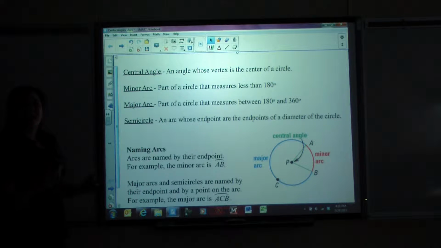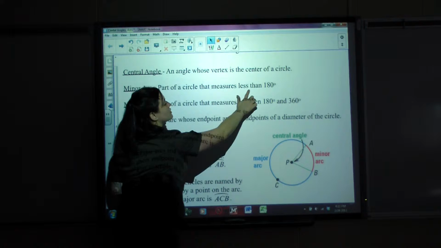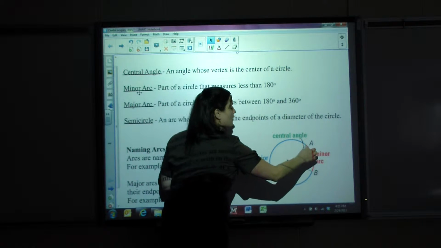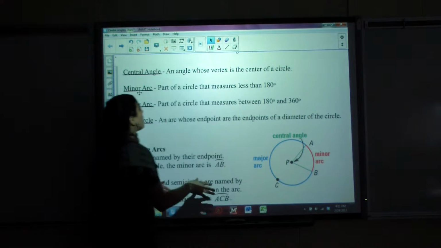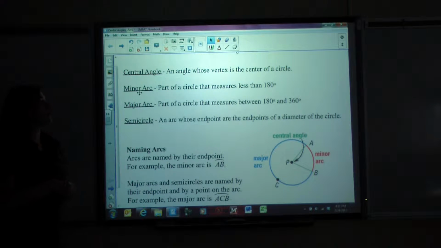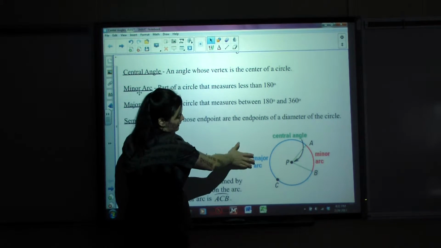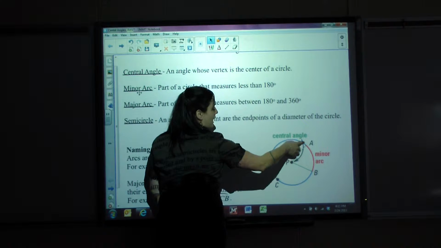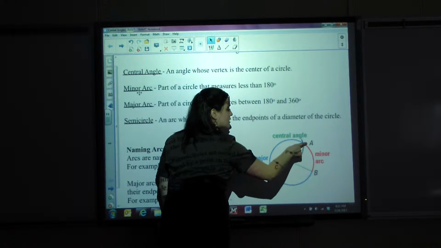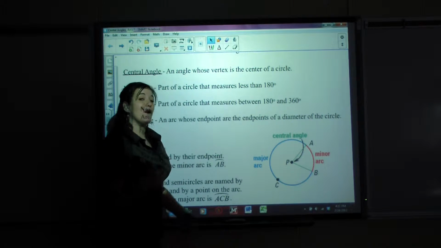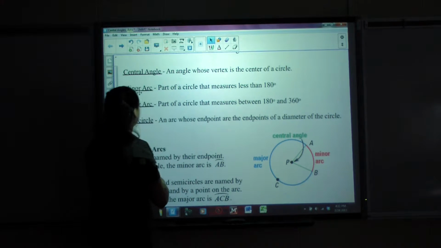However, what we are not as used to seeing is something called a minor arc. It's part of a circle whose measure is less than 180 degrees. So this would be an idea of a minor arc because its measure would be less than 180. Whereas a major arc is a part of a circle that measures between 180 and 360 degrees. So the major arc in the picture would be arc ACB. Notice both the minor and the major arcs start and end with A and B, but when I said them, I said the major arc with an extra point so you knew where we were going.